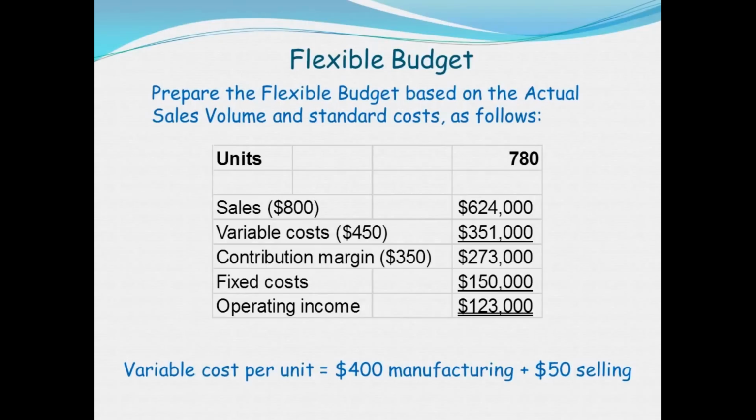I forget, what was it? It was 128,000. So we had a great period, right? Except for the sales. Yeah, exactly right. So it was supposed to be 128,000. It was 123. So actually we're 5,000 less than we should have earned, given that it was 780 units. And that doesn't even include the fact that there was another 10,000 in fixed costs that we had.